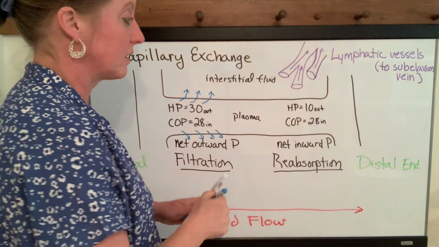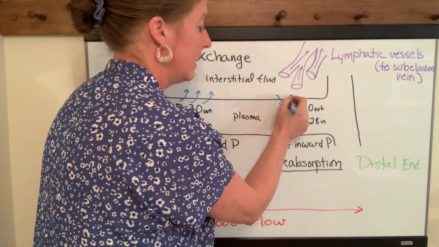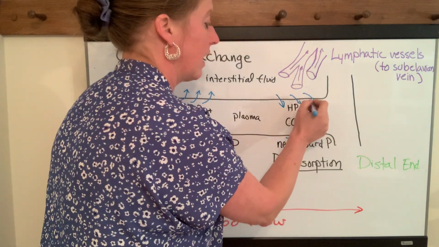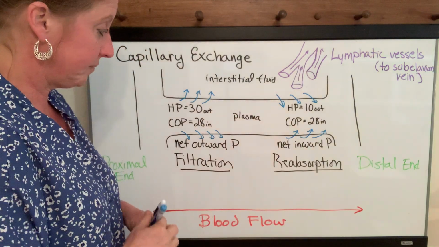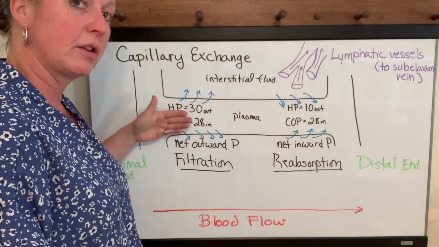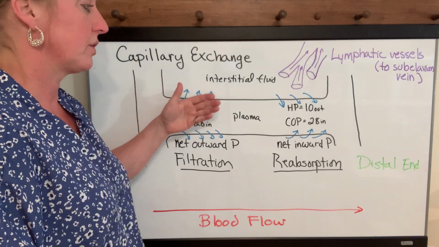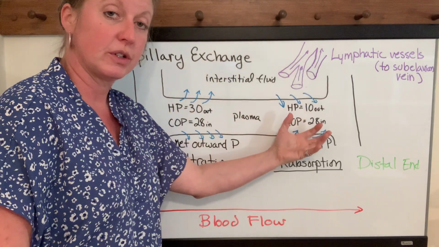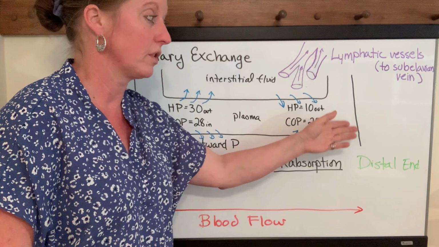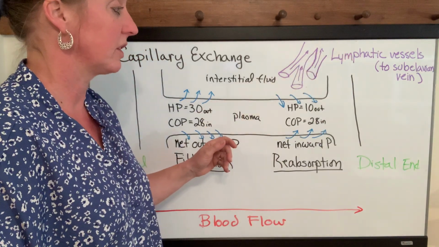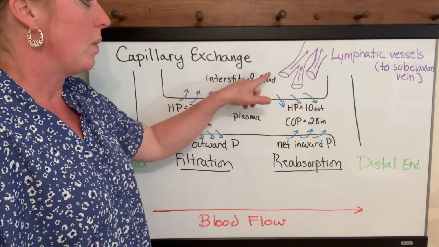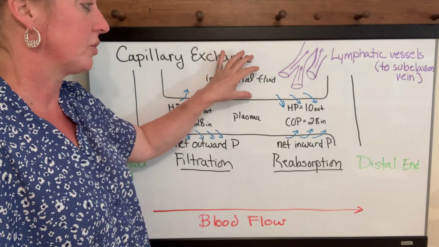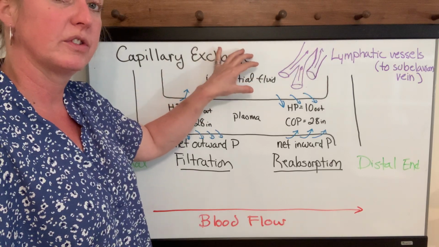Which means that fluid is going to tend to be attracted back into the plasma because of the colloid oncotic pressure. So what this means is that plasma that's coming through the capillary, some portion of it is going to leave and become part of the interstitial fluid, and some of that is going to be recovered at the distal end of the capillary before the blood continues on through the rest of its circulation pathway. Now, whatever doesn't get reabsorbed is carried away by the lymphatic vessels, and that ensures that we are left with the same volume of interstitial fluid.